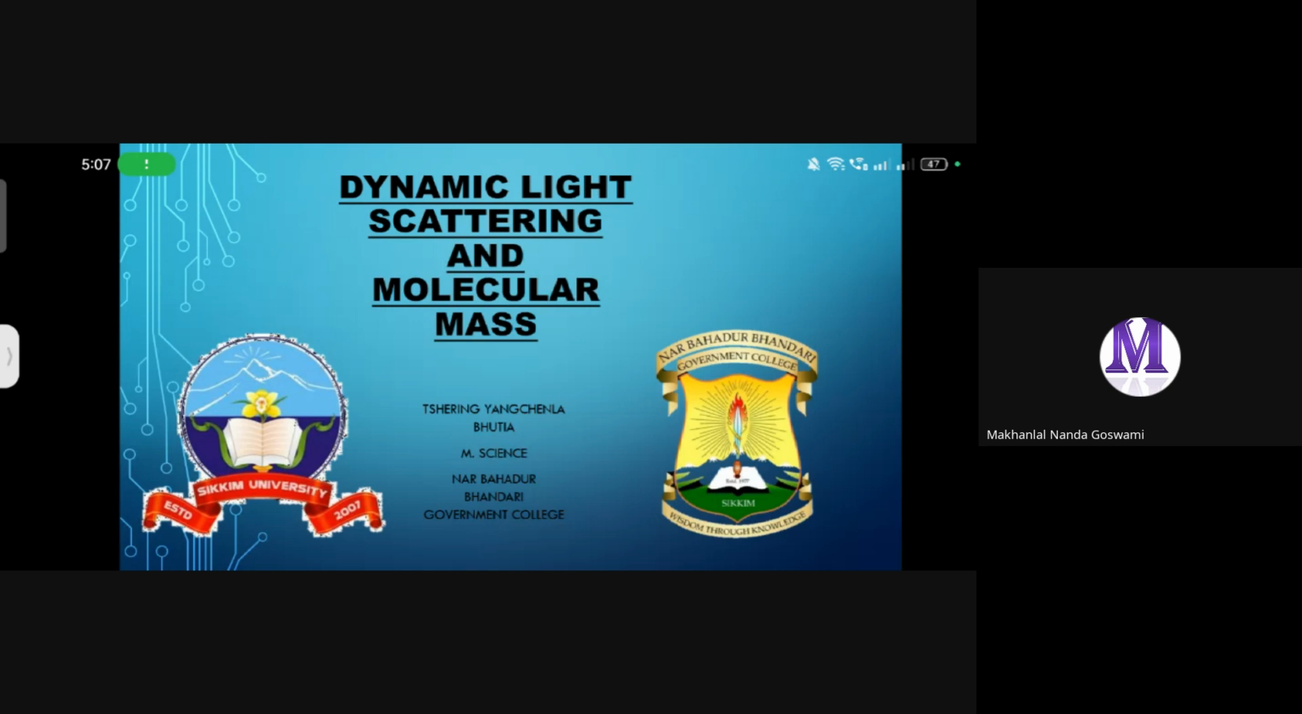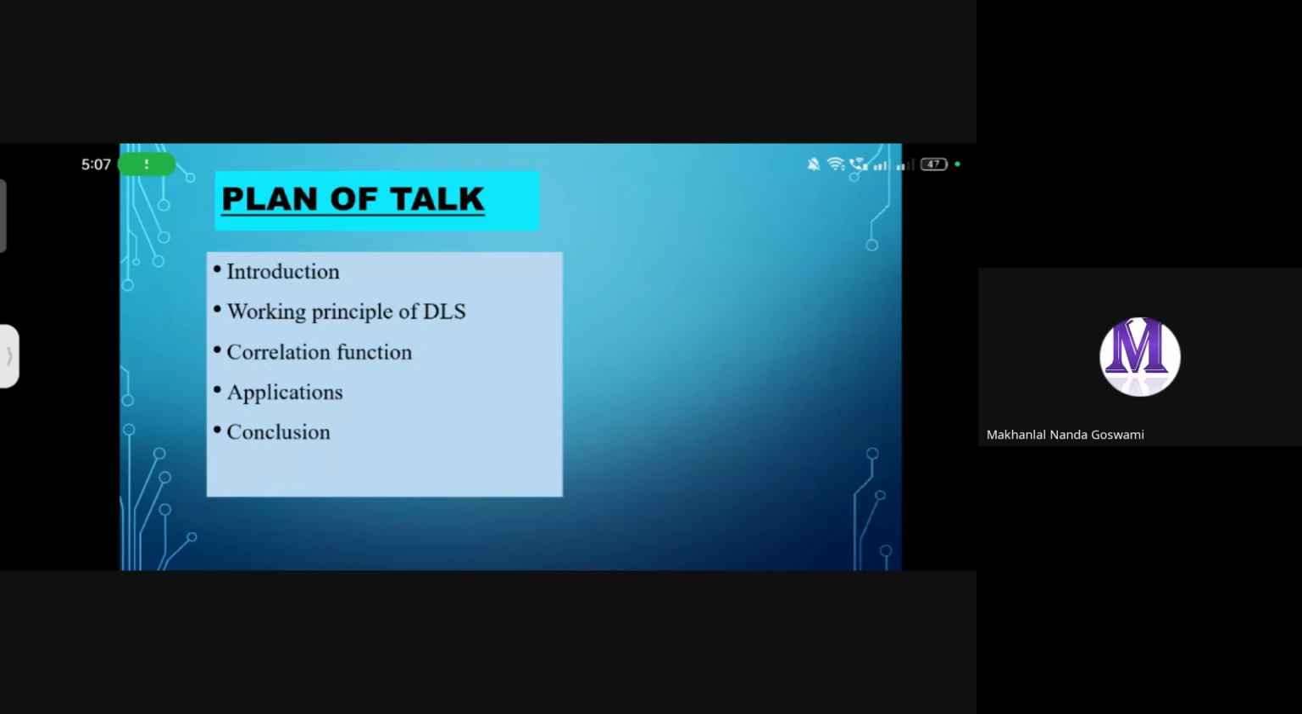This is the plan of talk that I'm going to discuss throughout this session. We will discuss the introduction, working principle of DLS, correlation function, application and conclusion. You might be wondering why the term dynamic. DLS or dynamic light scattering is dynamic because it is not just a static measurement of scattered light, it specifically tracks how the scattering changes dynamically as a function of time due to ongoing particle movement.